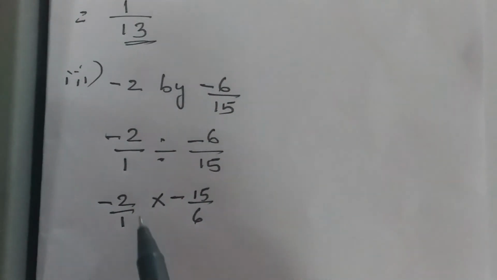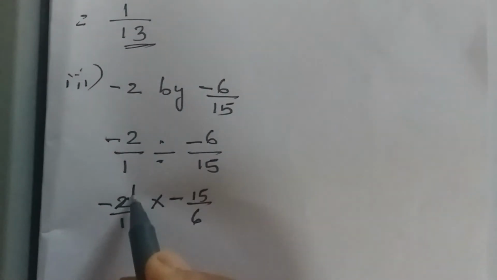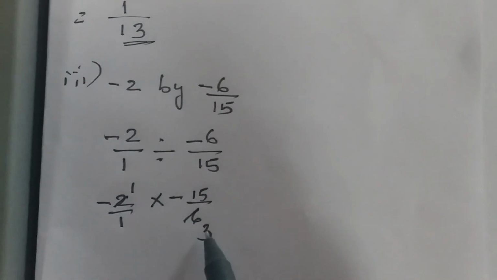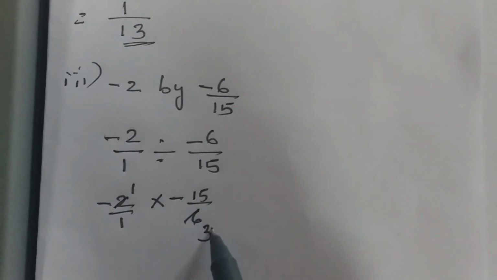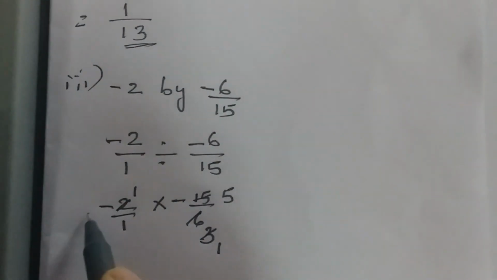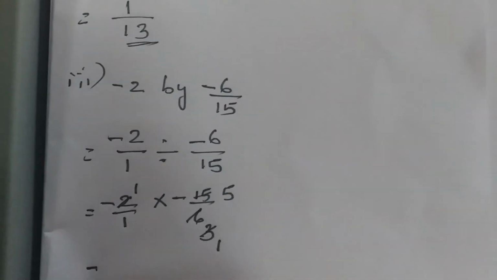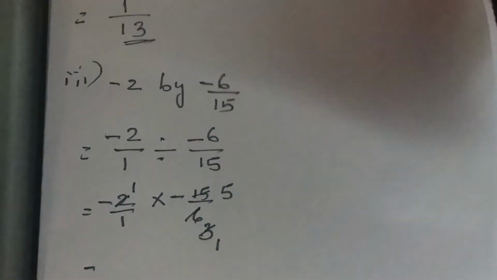So how to cancel? 2 and 6 by what table? 2 table. 2 ones are 2, 2 threes are 6. Then what else can be cancelled? 3 and minus 15 by what table? They can be cancelled by 3 table. Both have the common factor 3. So 3 ones are 3, 3 fives are 15. Okay, put equal to for every step. Equal to must be written. Then that's all because once you get 1 and 1, it cannot be cancelled further.